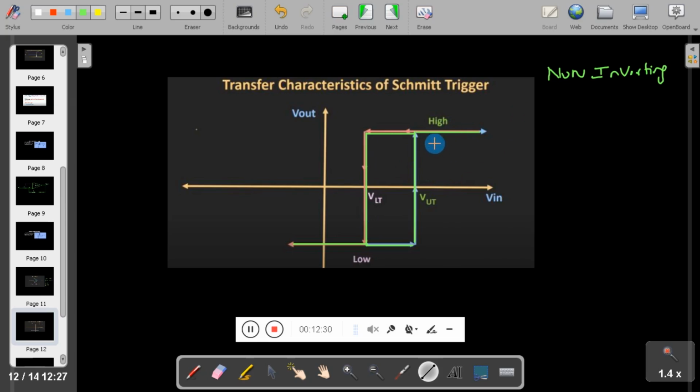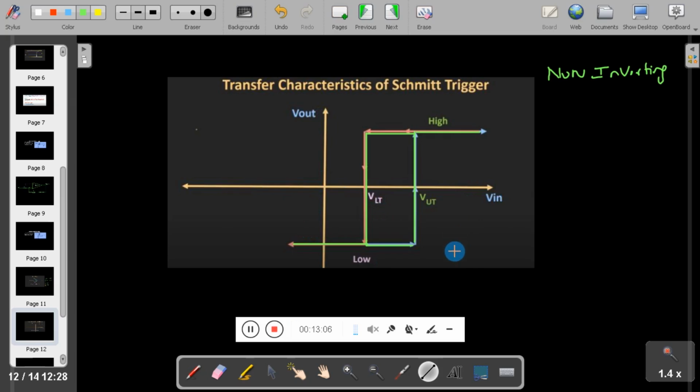By taking the high and low voltages with equal and opposite polarity, we can shift this transfer characteristics symmetrically about the x-axis, and by using a reference voltage you can shift the transfer characteristics either to the left side or right side of the x-axis. So this is the transfer characteristics of the non-inverting Schmitt trigger.